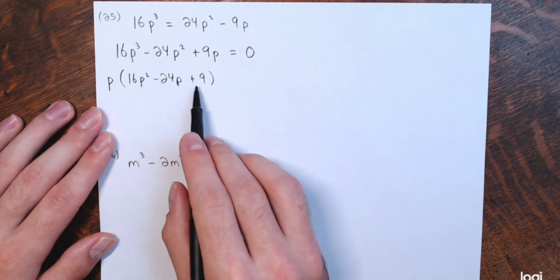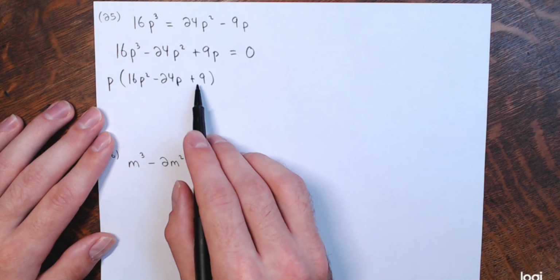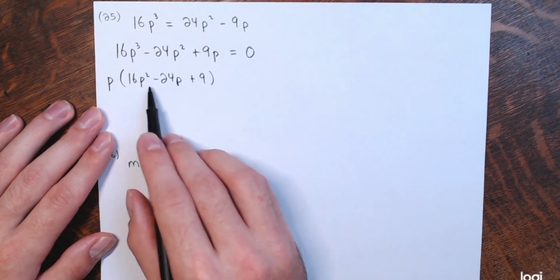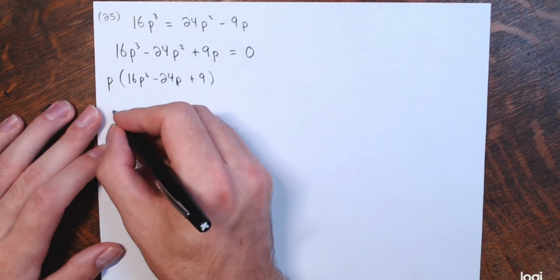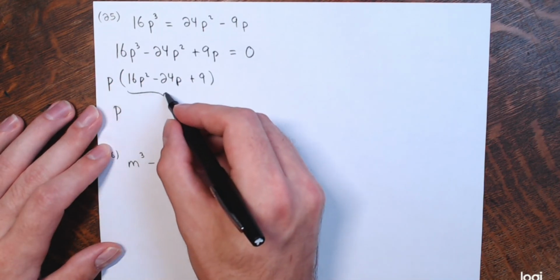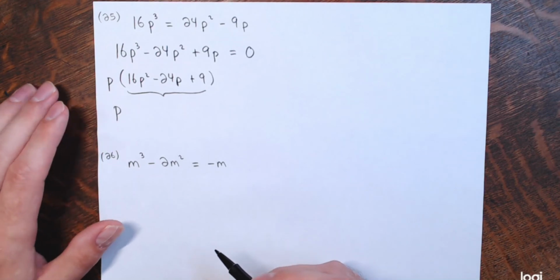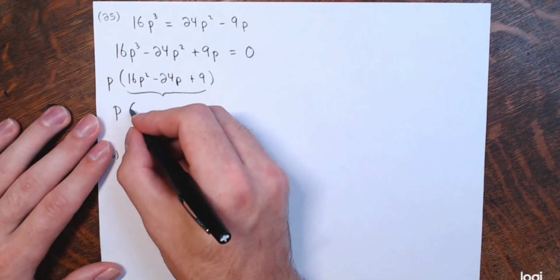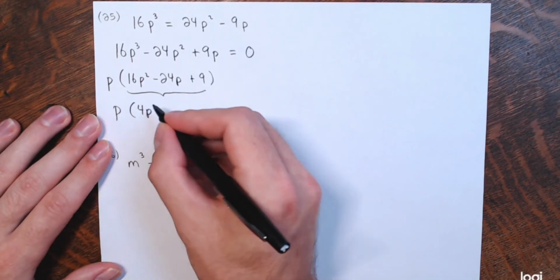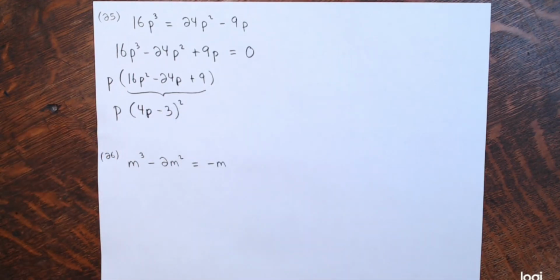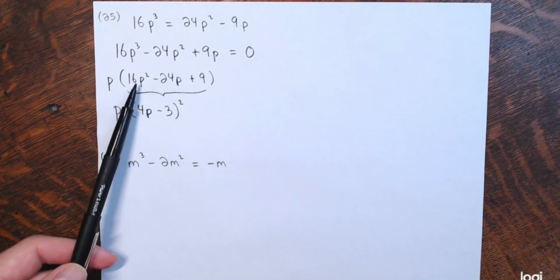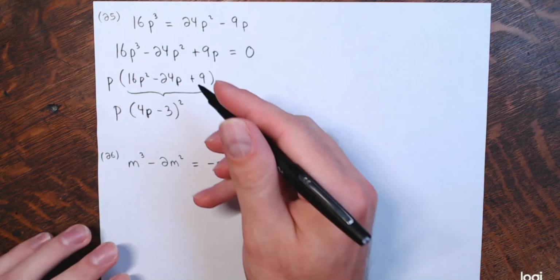And then I try factoring this quadratic polynomial. This is one of those perfect square trinomials, the kind that has the same factor twice. So I have p, and then this 16p squared minus 24p plus 9 would factor to 4p minus 3 squared. And check it out: take 4p minus 3 times 4p minus 3 again, do all the FOILing and combining like terms, and you're going to get 16p squared minus 24p plus 9.